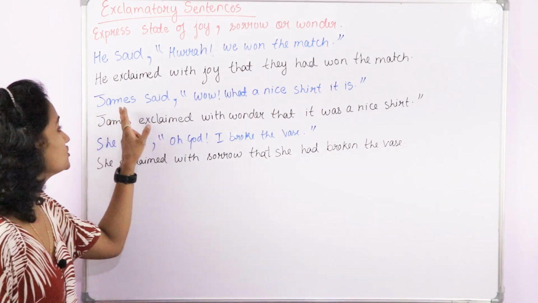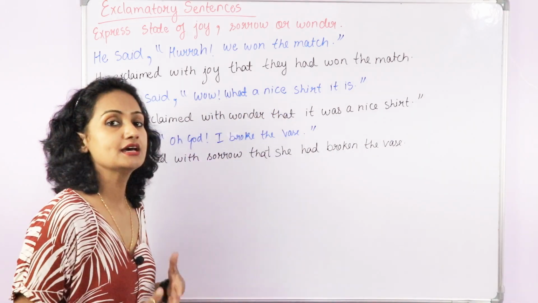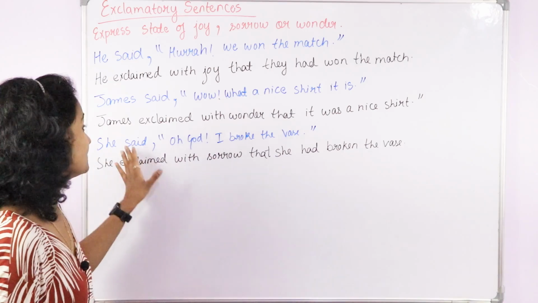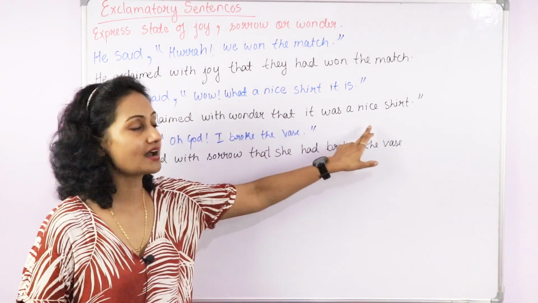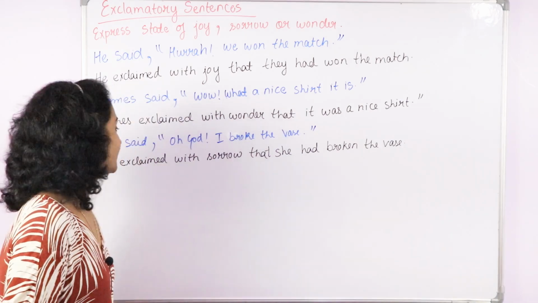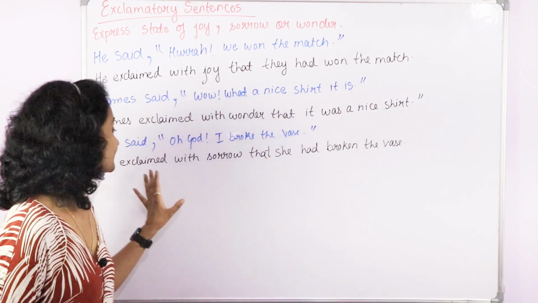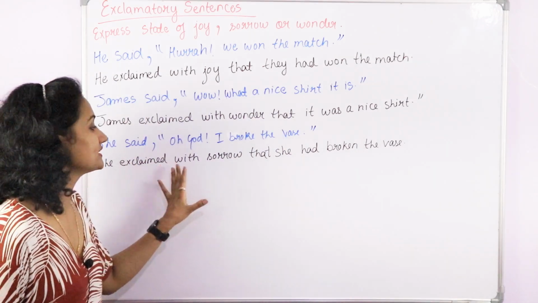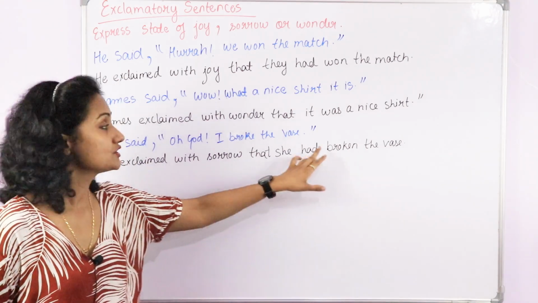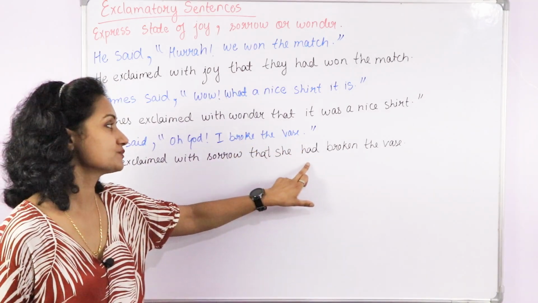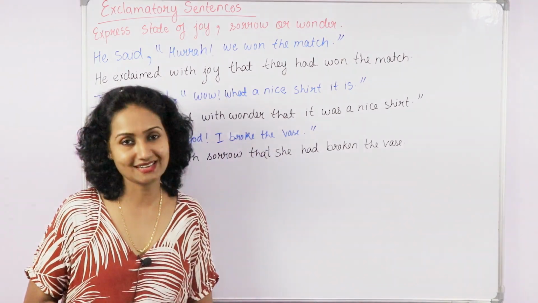Next is, James said, wow, what a nice shirt it is. So this is simple present. James exclaimed with wonder that it was a nice shirt. She said, oh God, I broke the vase. She exclaimed with sorrow that she had broken the vase. So this is simple past, this is past perfect. So this way you are going to report exclamatory sentences.